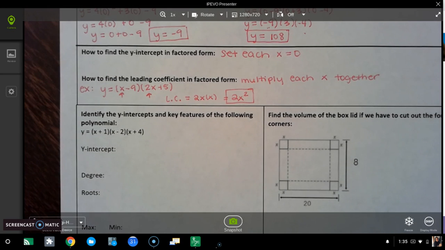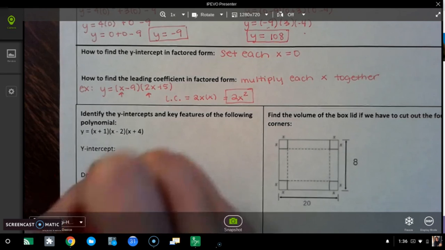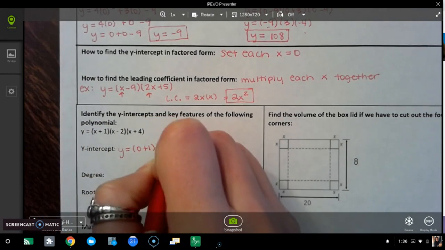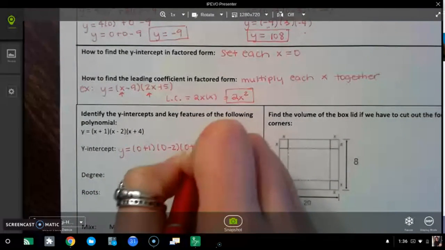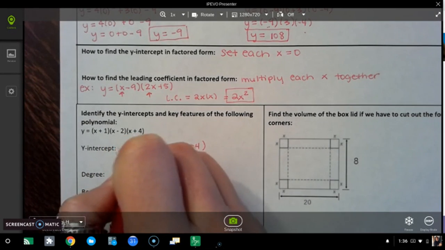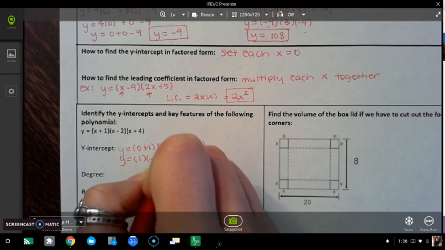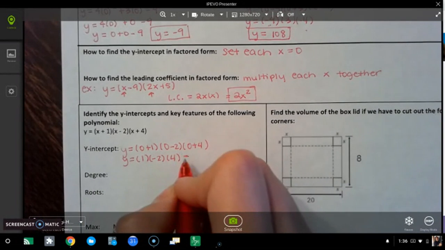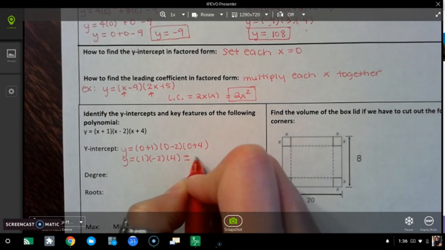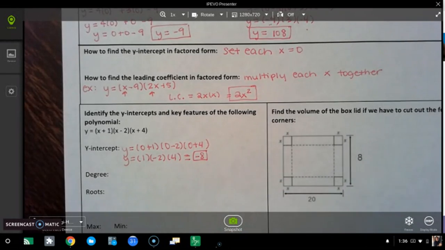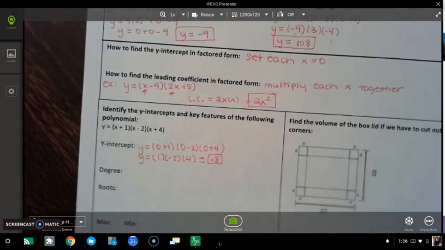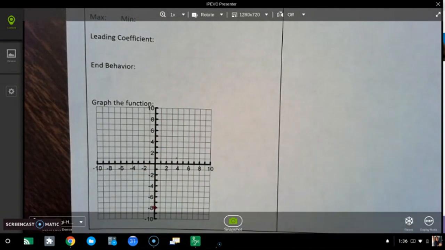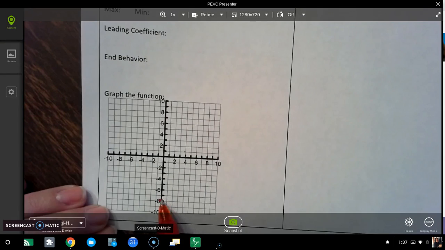Y-intercepts and key features of the following polynomial. If I'm looking for my y-intercept, I set x equal to 0, y equals 0 plus 1 times 0 minus 2 times 0 plus 4. So I get y equals 1 times negative 2 times 4. So 1 times negative 2 gives me negative 2, and negative 2 times 4 gives me negative 8. So my y-intercept is at negative 8. Let's go ahead and graph that y-intercept really quickly first. So go down here to our y-intercept of negative 8. Plotted our negative 8 y-intercept.